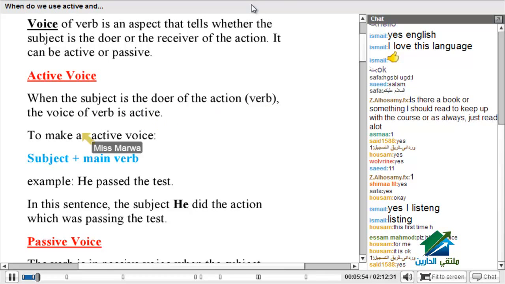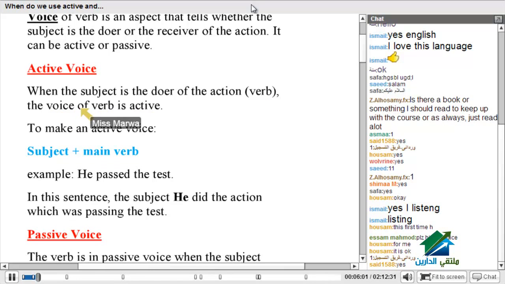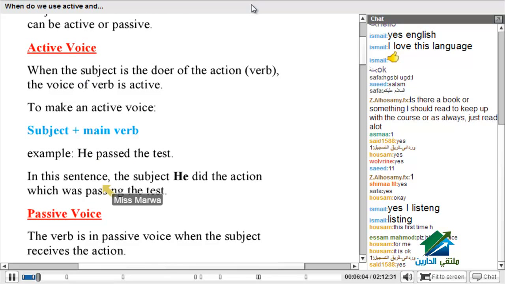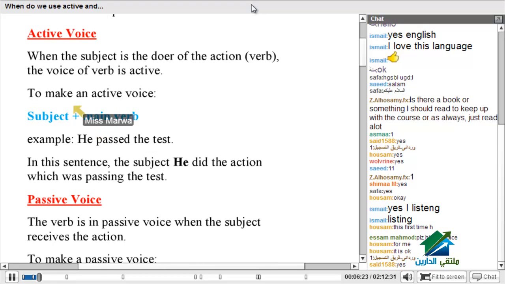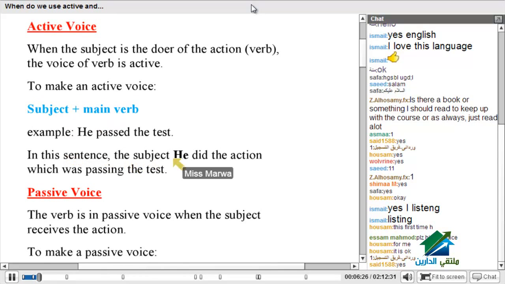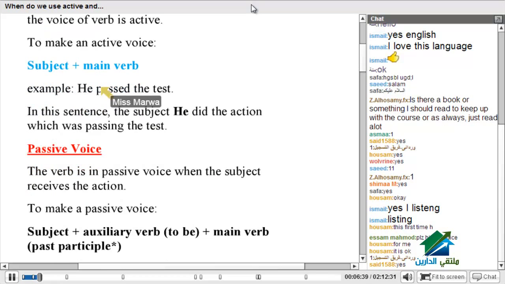الاكشن اللي هو طبعا الverb. The voice of a verb is active. For example, he passed the test. This is active voice. Subject هو الدور للأكشن. عمل إيه؟ passed التست. يعني very easy, very simple. ما فيش أي مشكلة. In this sentence, the subject he did the action which was passing the test. خلاص. يبقى ال subject هو الدور of the action.